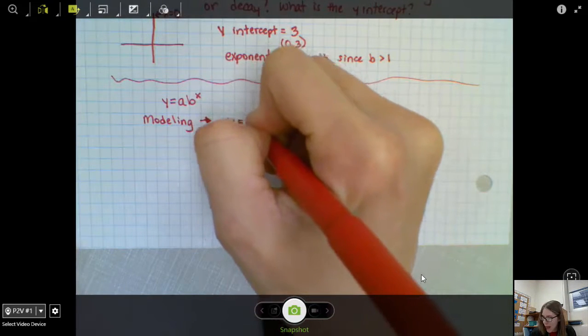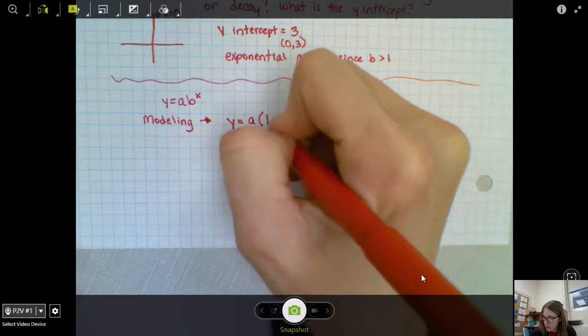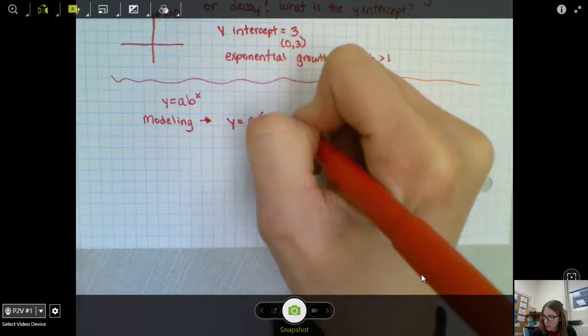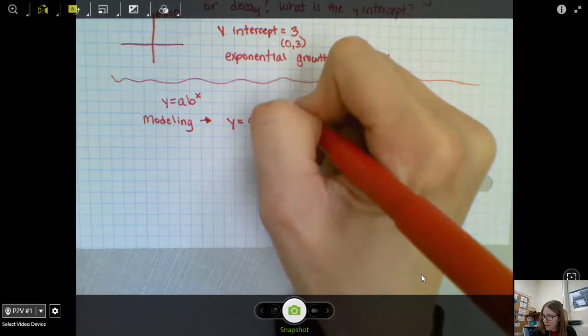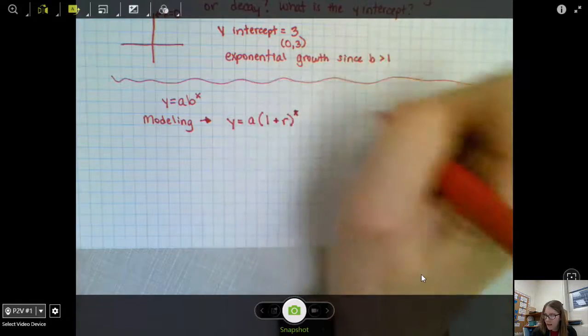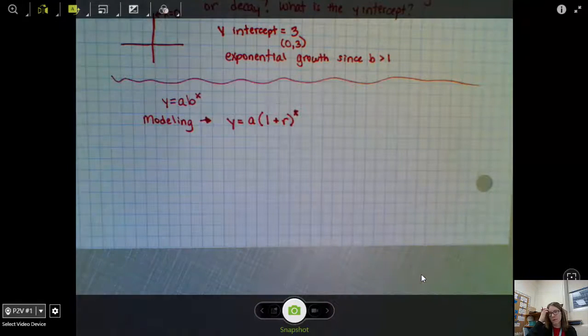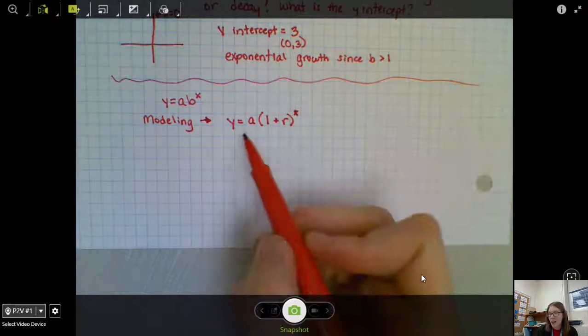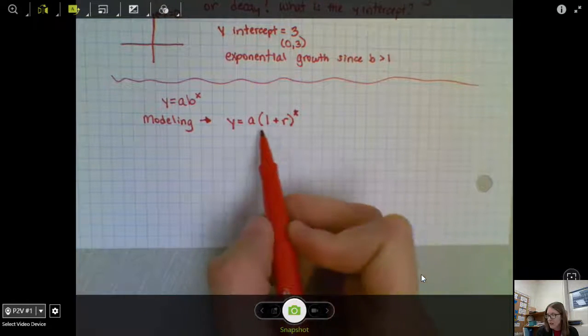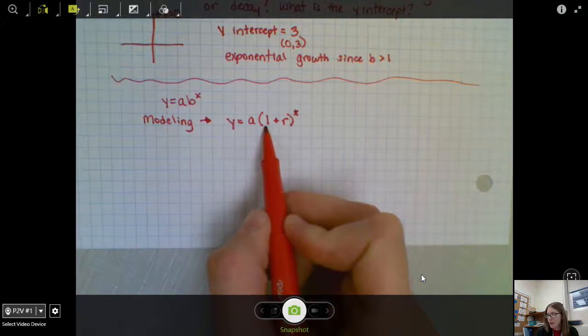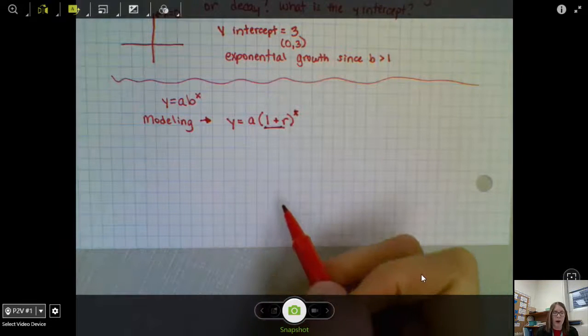Y equals a times 1 plus r to the x power. And in this case, again, it kind of looks the same. Y equals a times b to the x. The difference is that instead of just seeing b, we see this 1 plus r.